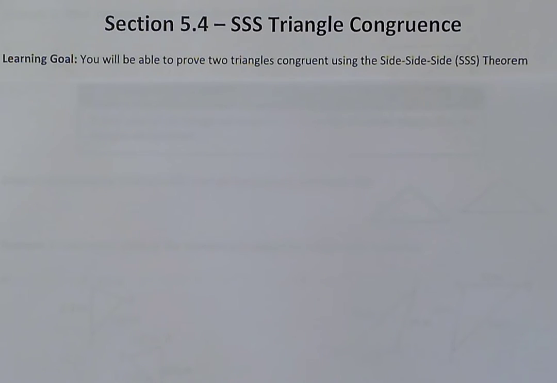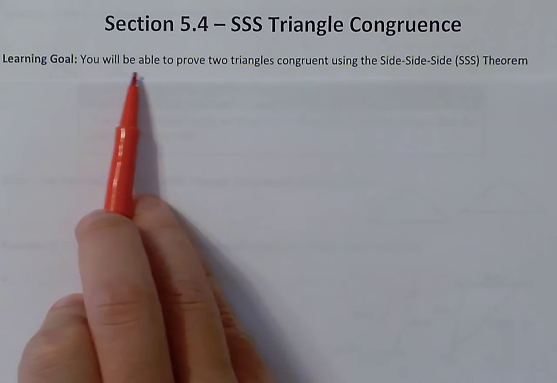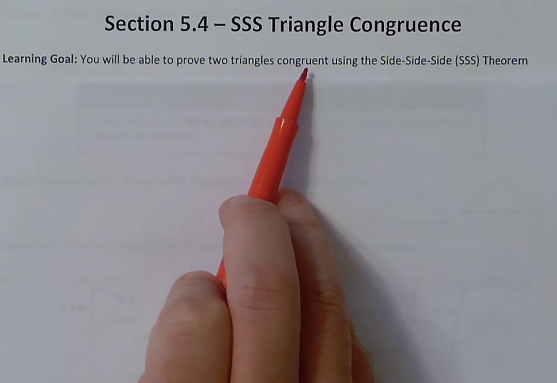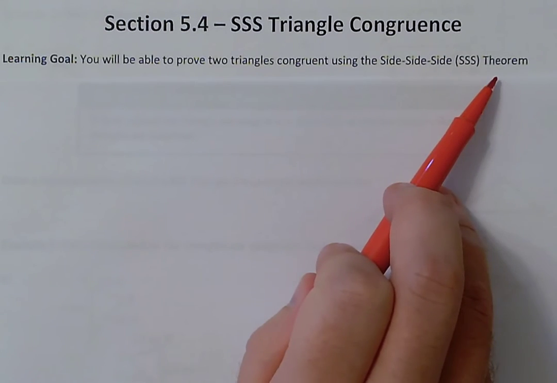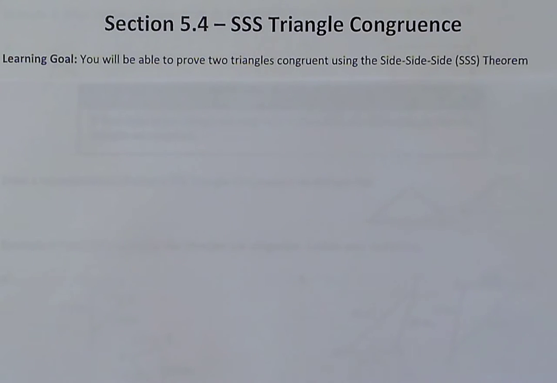Alright, for today's lesson we have one learning goal, and our learning goal is that you will be able to prove two triangles congruent using the side-side-side, or SSS, theorem. So today we're going to take a look at our third triangle congruence shortcut. So far, we have talked about angle, side, angle. We've also talked about side, angle, side. Today, we are going to take a look at our third one, which is side-side-side, or SSS.